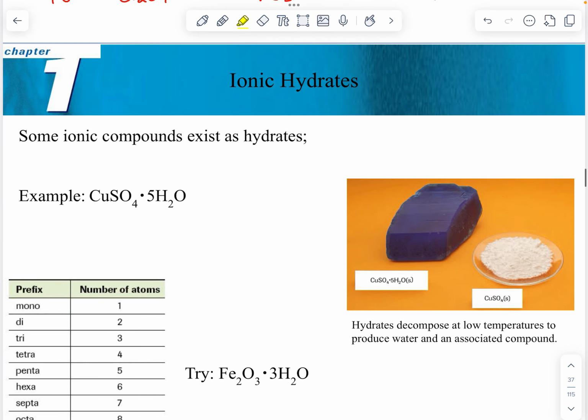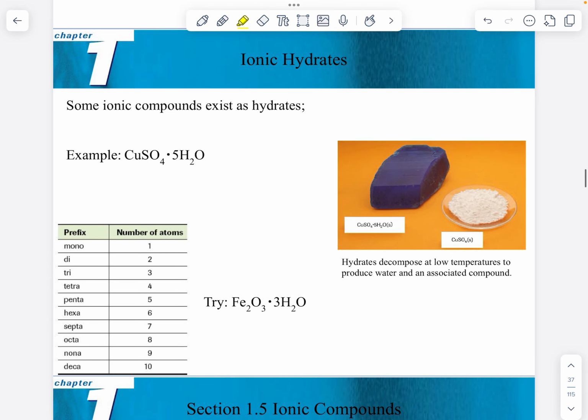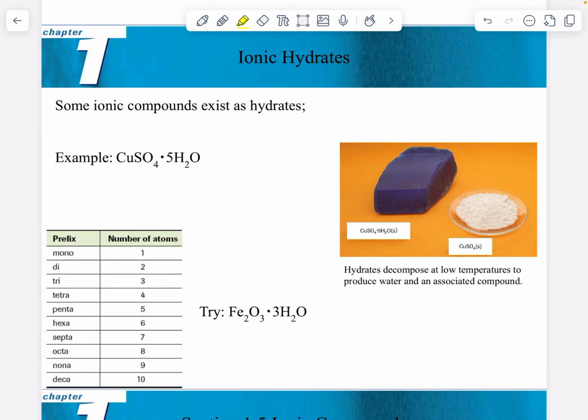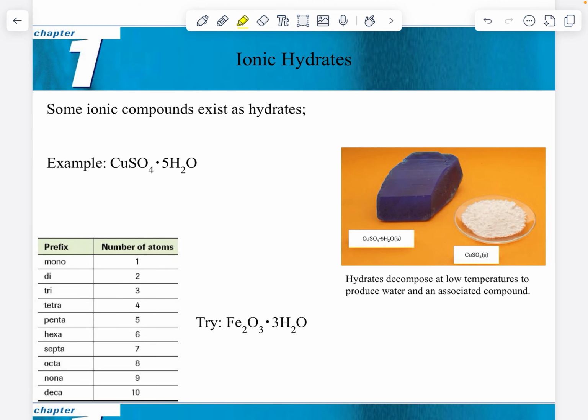Okay, and so those were all review. We are going to add on something called ionic hydrates. So these are new. These are compounds that exist with water within their formula as a solid. So they have water molecules attached.